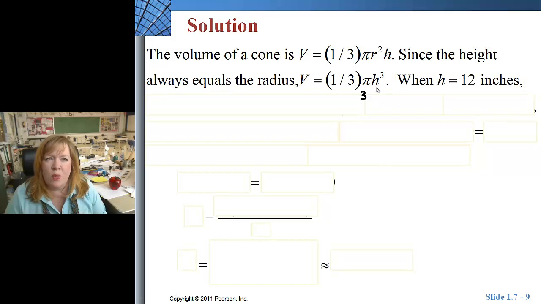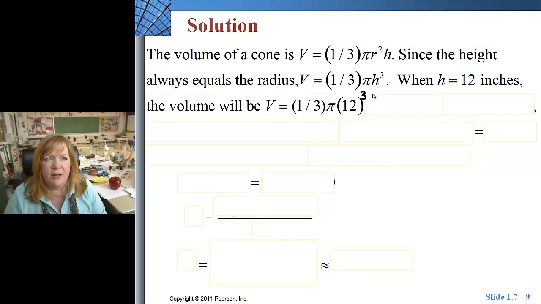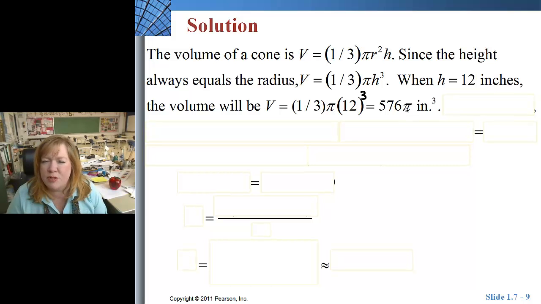So when h is 12 inches, now where did they get 12 inches? Because it said it's 1 foot tall, if you look at the problem. So we're going to substitute 12 in for the h. So volume is going to be 1/3 pi times 12 cubed. That gives us 576 pi cubic inches, and I like to leave the pi in there because sometimes when you're doing these kinds of problems, the pi's will cancel out. Sometimes they don't, but leave it until the end. That way your approximate answer is the most accurate approximate answer you can get.